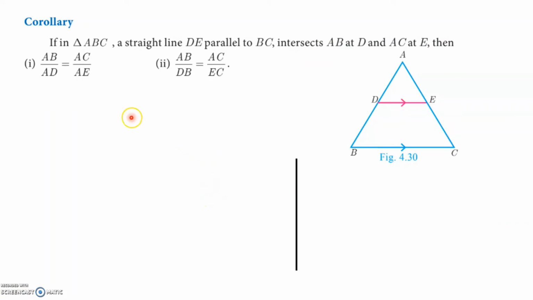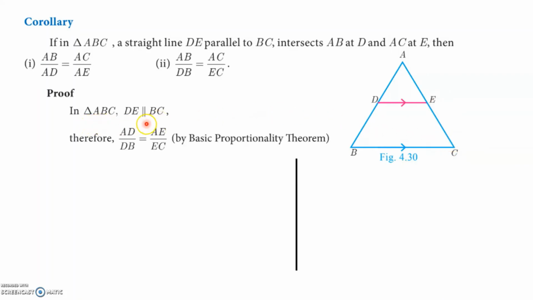Next, let's see a corollary to the theorem. If in triangle ABC, a straight line DE parallel to BC intersects AB at D and AC at E, then we have to prove that AB by AD is equal to AC by AE. And the second, we have to prove that AB by DB is equal to AC by EC. That's very simple. So let's move on to solving this.